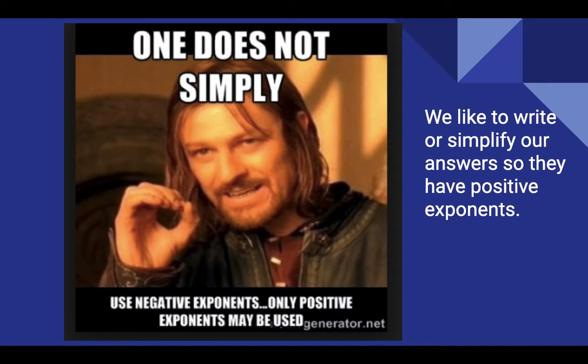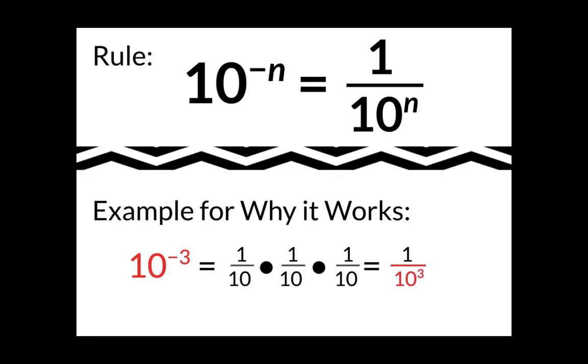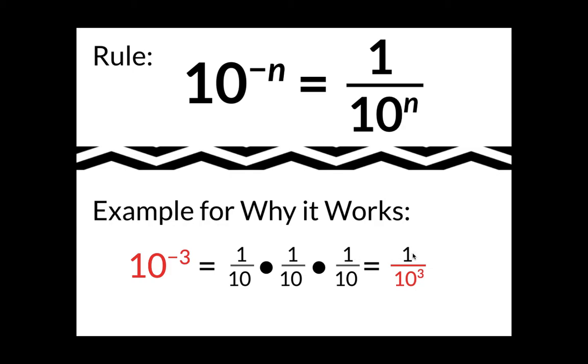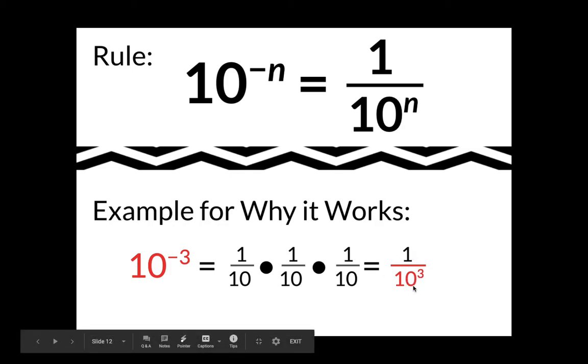So we like to write or simplify our answers so that they have positive exponents. So here's our rule. If we have 10 to the negative exponent, it equals 1, the numerator, over 10 to a positive exponent. So these become opposites, inverse. So here's why it works. If we have 10 to the negative third, by having a negative exponent, we know that we have to multiply by 1/10. And we have to do that 3 times because it tells us our exponent is 3. So 1/10 times 1/10 times 1/10: 1 times 1 times 1 is 1. And then 10 to the third would be our bottom number because it's factors of 10 multiplied times itself 3 times.